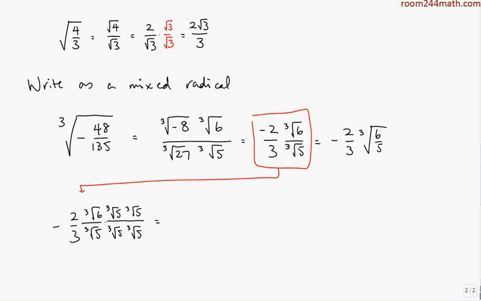The bottom becomes 3 times 5. The cube root of 5 cubed is just 5. So 3 times 5, that gives you 15. The whole thing is negative, and the top is 2 times, now since all the indices are the same, we can just go ahead and multiply the radicands. 6 times 5 is 30, times 5 again is 150. And so this would be the cube root of 150.